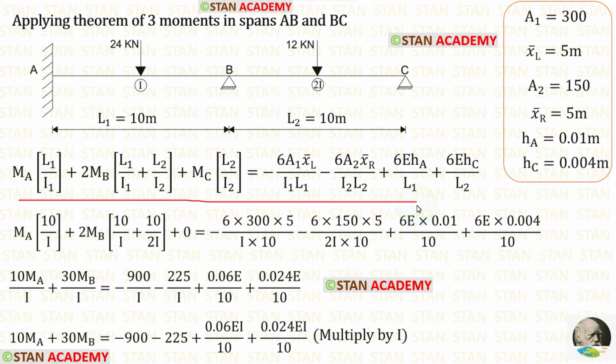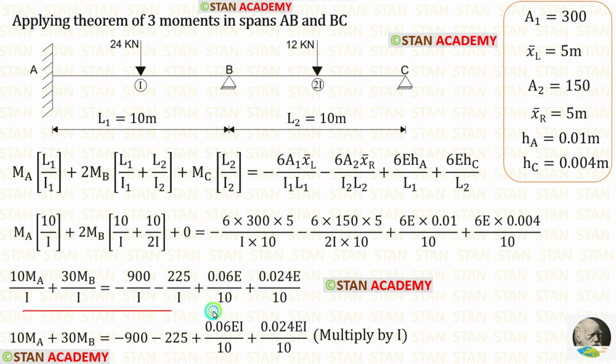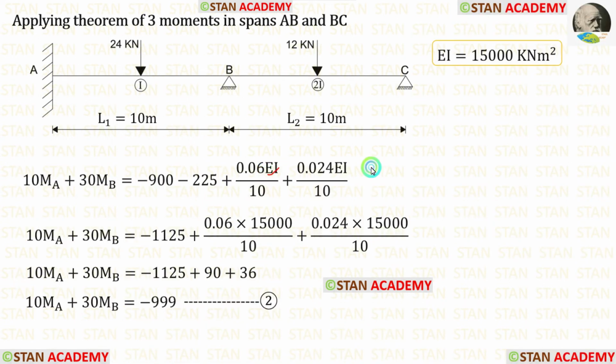In this equation, let us apply the values. L1 is 10, L2 is 10, I1 is I, I2 is 2I. Also, we can apply these values. In the point C, there will be no moment because it is a simply supported end. So, MC will be 0. In this equation, let us multiply by I on both of the sides. When we do that, this I, this I, this I, and this I will be eliminated. Here and here we will have I. Here and here, let us apply the value of EI. After the simplifications, we are making the second equation.